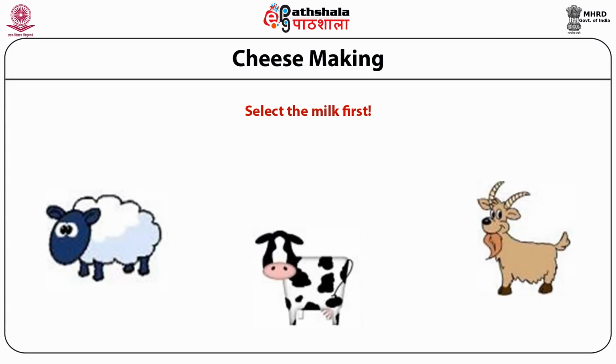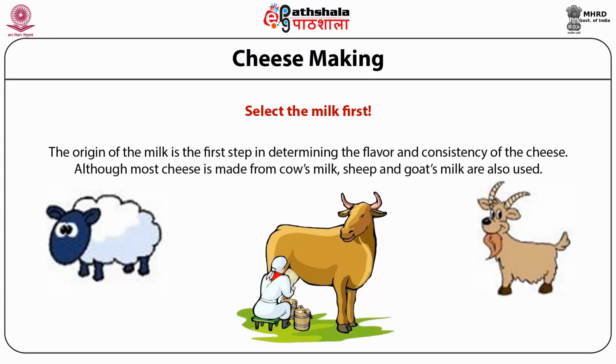Let me come to the steps of cheese making. For cheese making, the first thing is the decision of the type of milk, which we have already discussed. The second step in cheese making is pasteurization of milk.